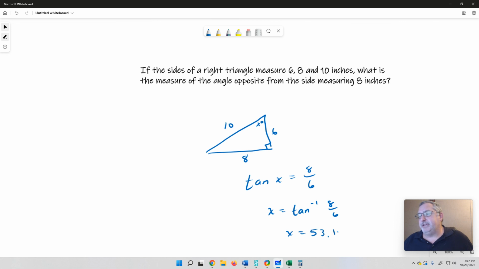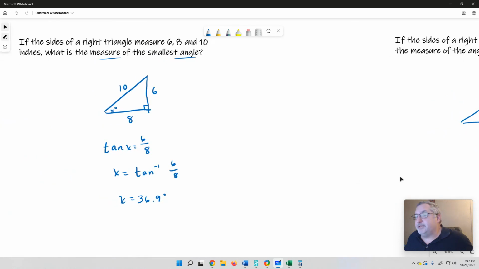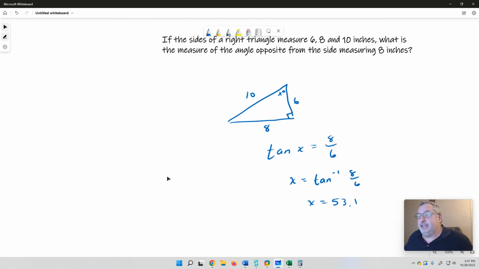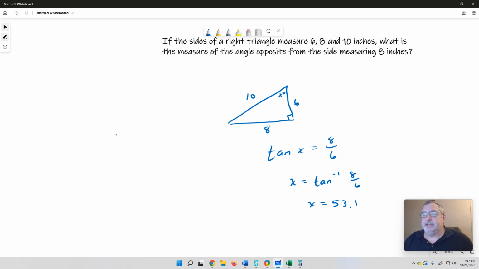Now a second check you could do here. We figured out in the last one that it was 36.9. These two together should equal 90 degrees. So let's see, 53.1 plus 36.9. That should add up to 90 degrees. And it does. So we know that we got the right answers there.